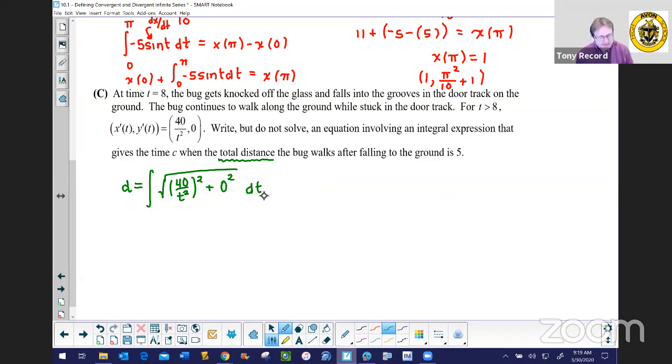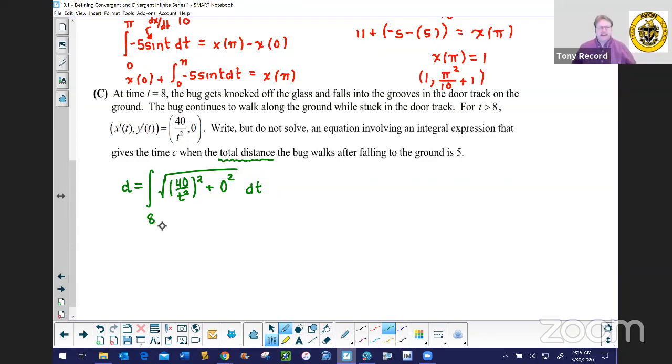It would be very easy just to want to start our integration at the boundary of 0, but we have to remember we're not focusing on distance traveled when the bug was on the glass, but when the bug had fallen into the door track. So that doesn't happen until time 8, right?